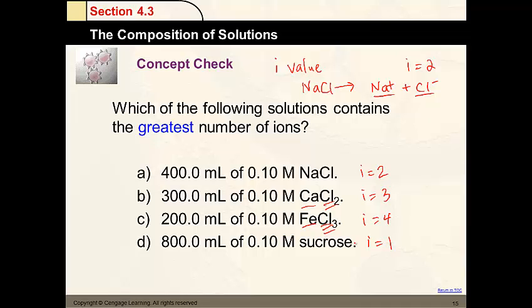So what we want to do is account for the i value. Notice here that the molarity for all of the compounds is the same. The volume is what's different. So if you take 400 times 2, you get 800. 300 times 3, you get 900. 200 times 4, you get 800. And then 800 times 1, you also get 800. So it's just a quick way to think through which one produces the most ions in solution. And the correct answer is B.